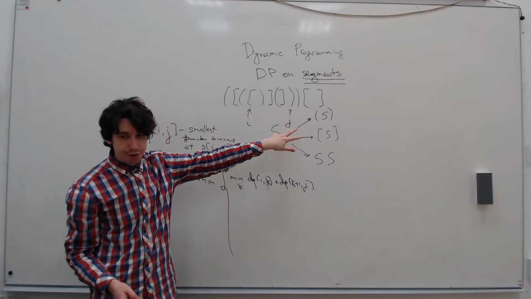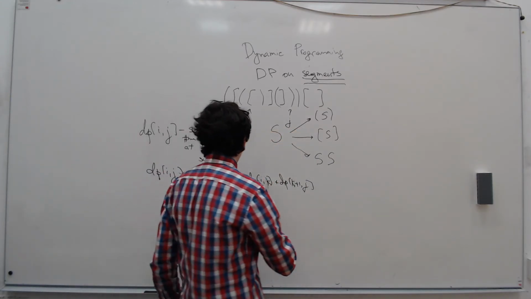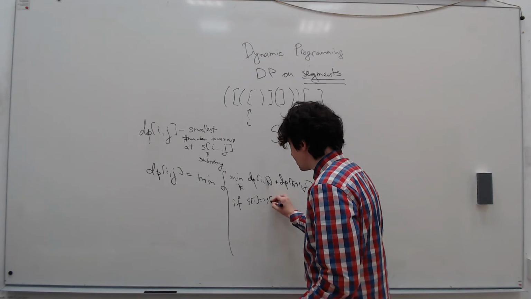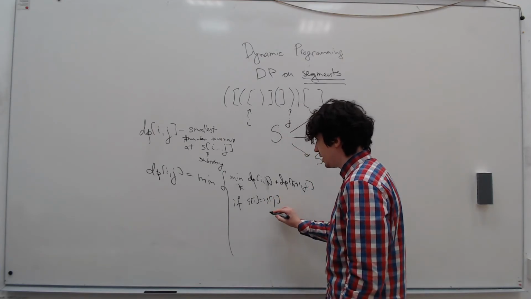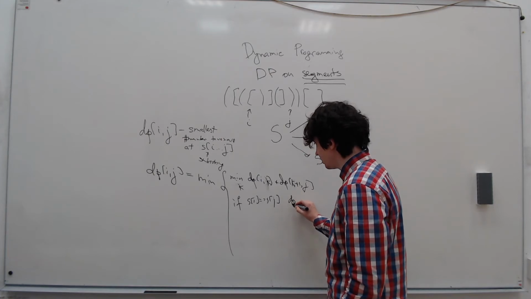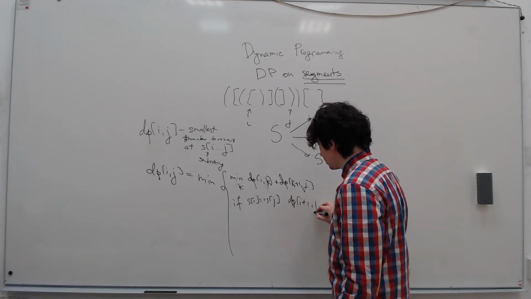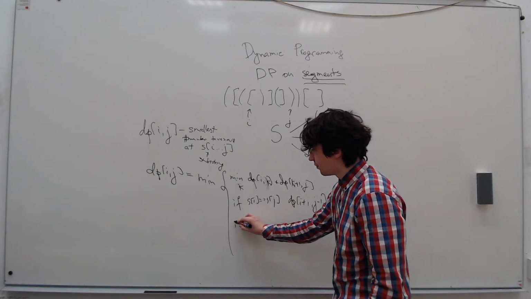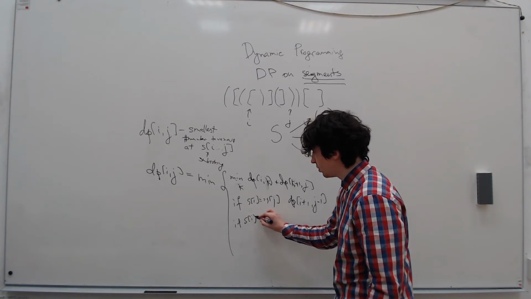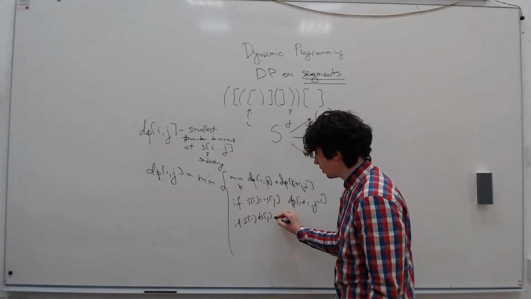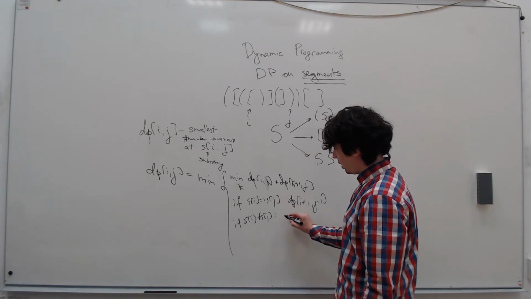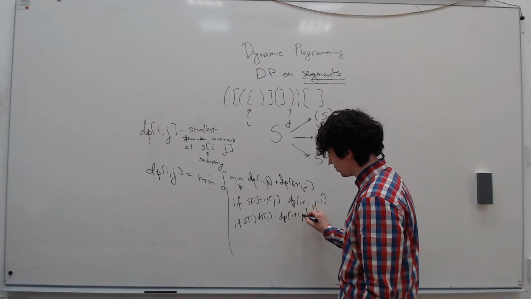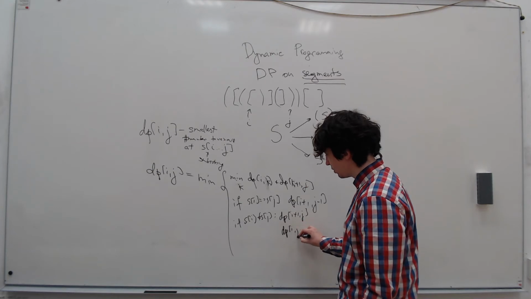What about the first two of them? So if Si equals Sj, then we can return dp I plus 1, j minus 1. And if Si is not equal to Sj, then it is either dp I plus 1, j or dp I, j minus 1.